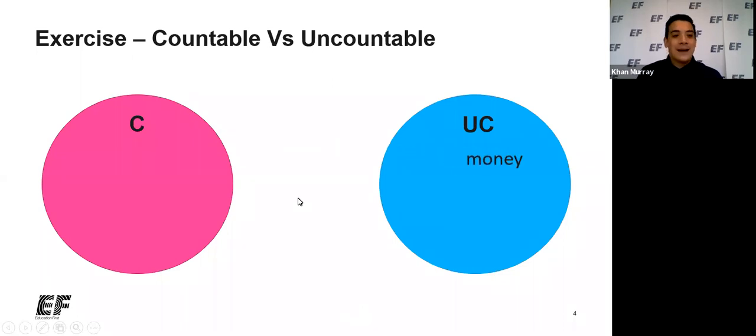Okay, it is uncountable. Now, I saw someone write that it was countable. Now, money is in fact uncountable, but dollars and cents, those are countable. So we can count how many dollars or yen or won or things like that, but we cannot actually count money itself. So it is uncountable.